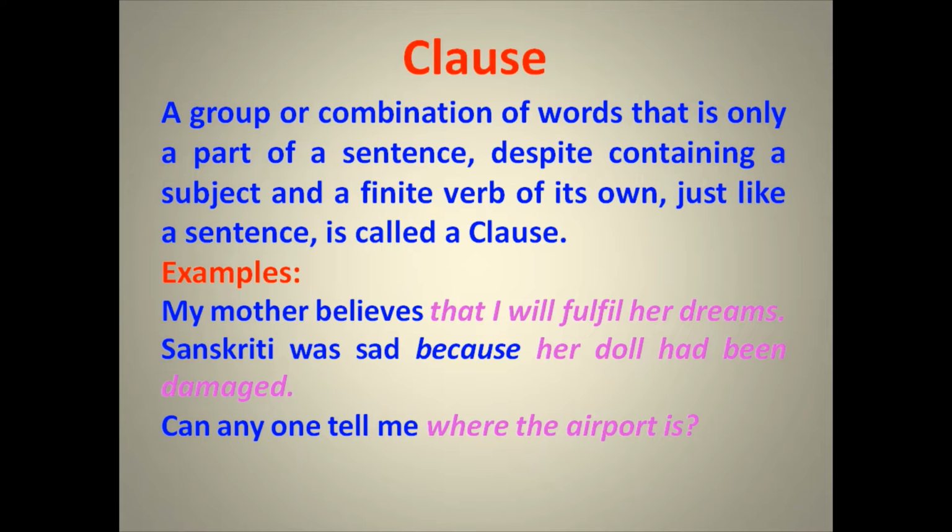This type of group of words is called a clause. You will be clear with the example, because there is a similarity, I can't say perfect similarity, but there is a similarity in structure between phrase and clause, but both are different. See the example. My mother believes that I will fulfill her dreams. Here the clause is: I will fulfill her dreams.